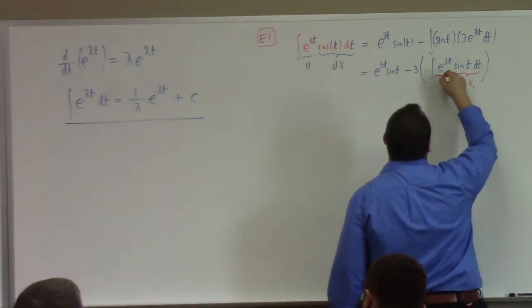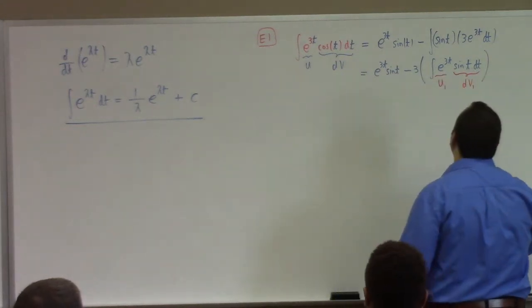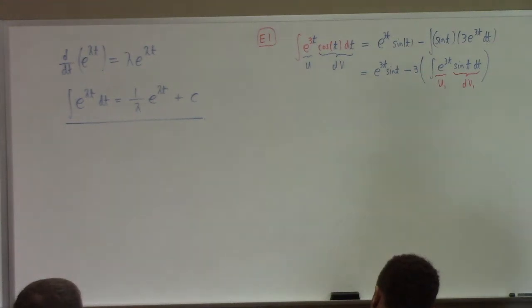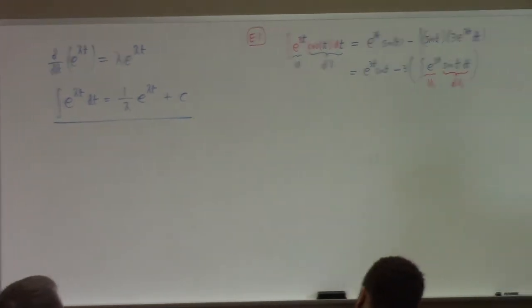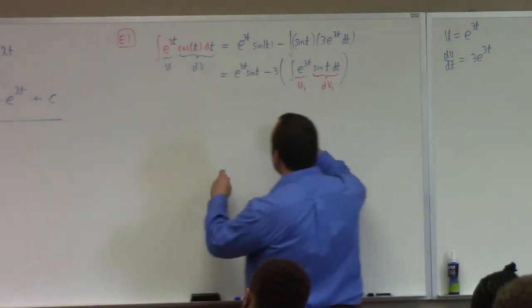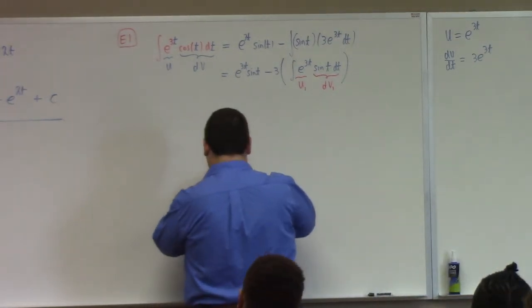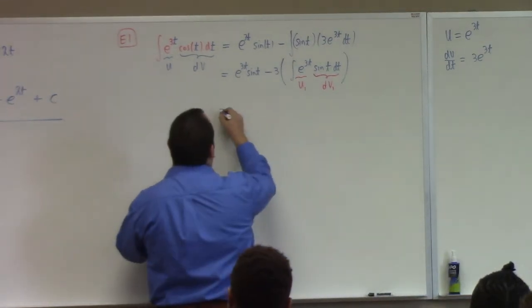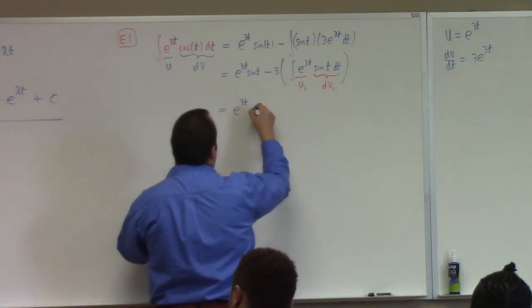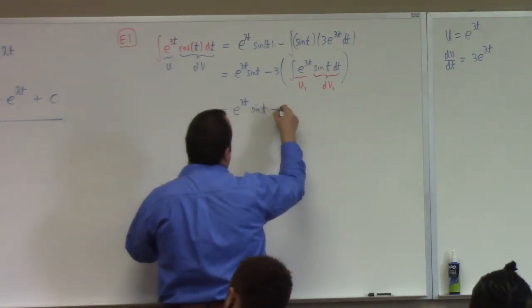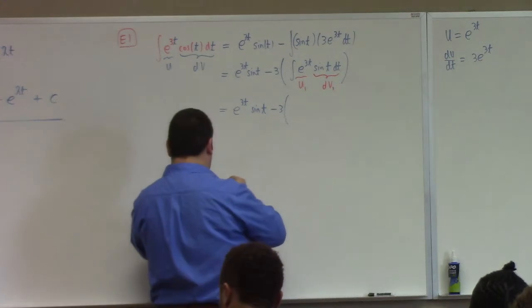Let's see here. U1. Sorry, I digress. I'm working on editing this video. I better shut up. All right, so U1, dV1. Does that work? I mean, that's something we can do, right? So this will be, get to the point here, e to the 3t sine t minus 3, parentheses are your friend.